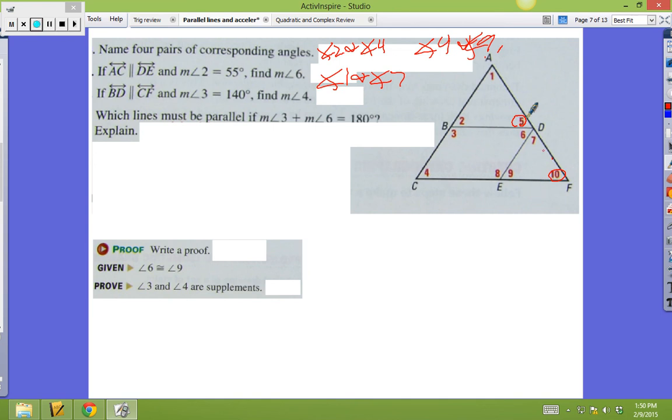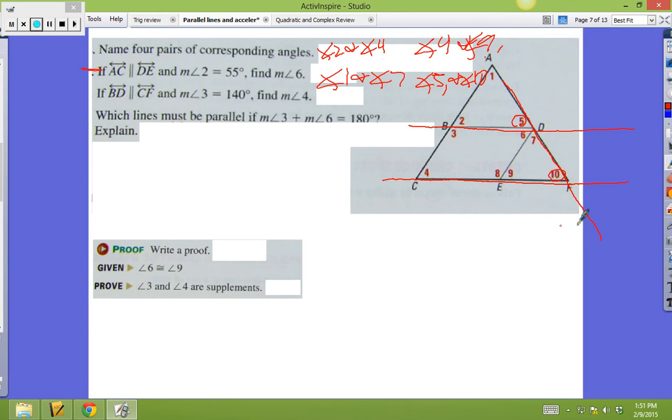So, how are we going to show 5 and 10? 5, we got to use these lines right here. We got to extend that one out. You got to extend that one out, and then this is your transversal right here. And then 5 is kind of in the top left, 10 is in the top left. So angle 5 and angle 10. So there's 4 pairs of corresponding angles.